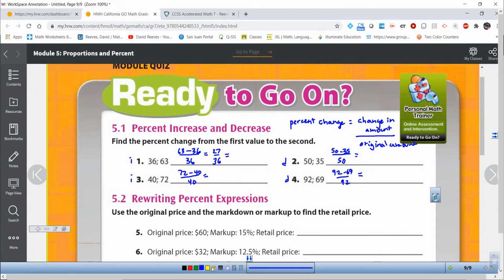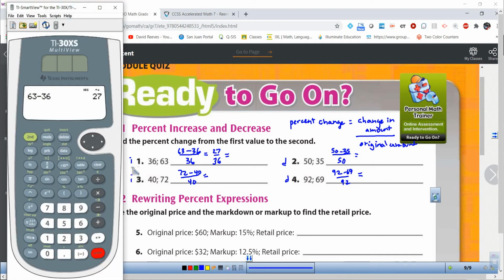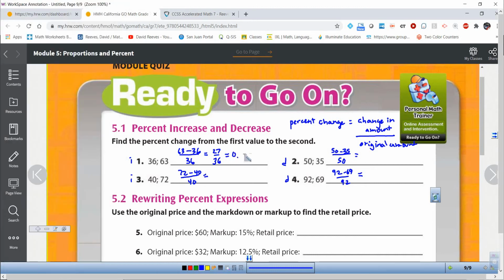Now I want to change that to a percent. The easiest way to change a fraction to a percent is to divide the numerator by the denominator. I've showed you other ways to do it, especially when those denominators are factors of 100. But in this case, I'm simply going to take 27 and divide it by 36, and I get 0.75, which is going to be 75%. So this would be a 75% increase.